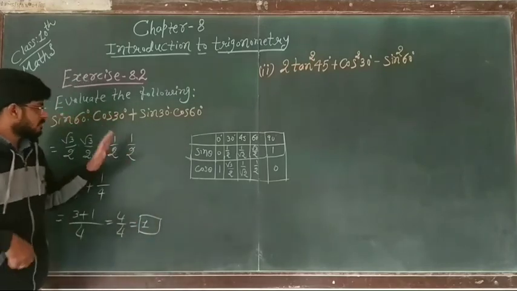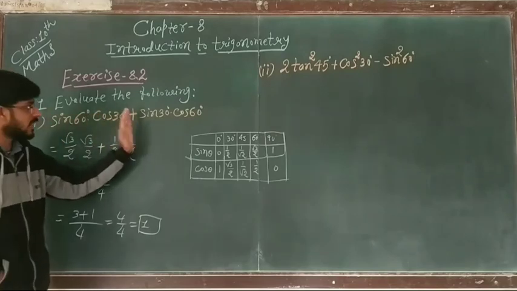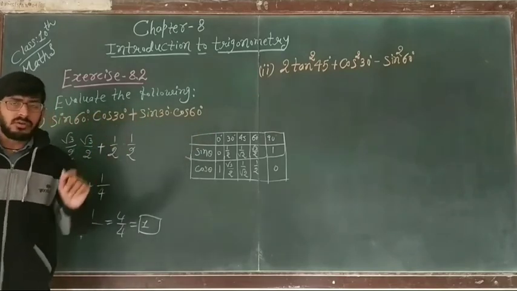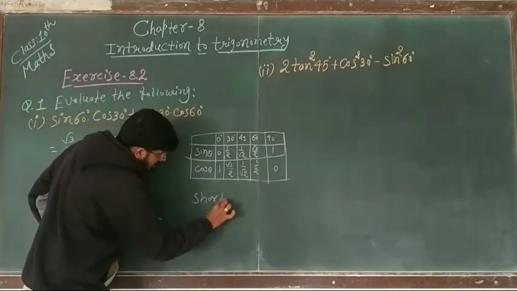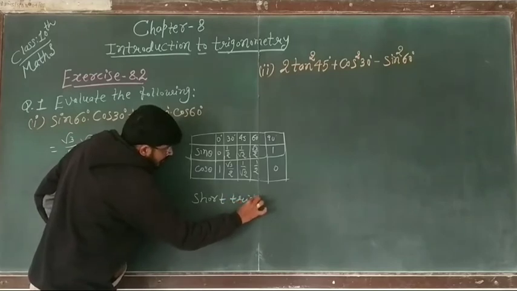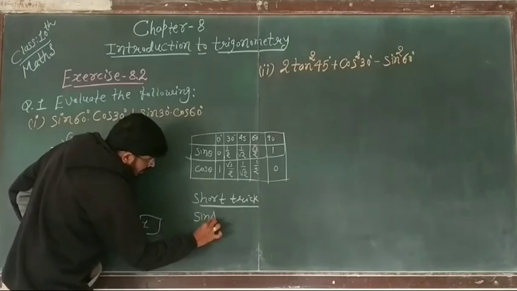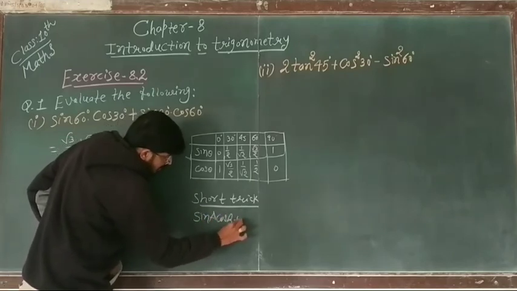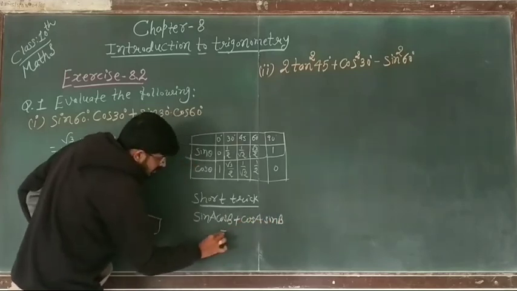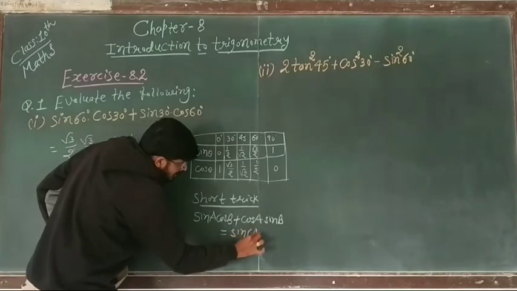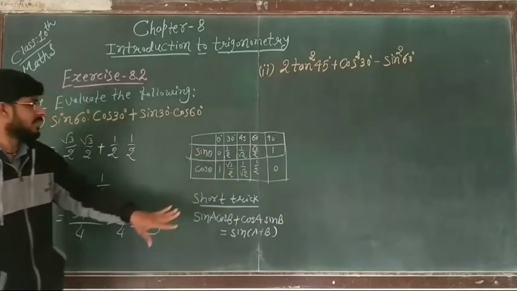Now second thing, sin 60 cos 30, sin 30 cos 60. It gives one formula. Now see, short trick. It's short trick. Okay. Sin A cos B plus cos A sin B is equal to sin A plus B. Okay, is it clear?